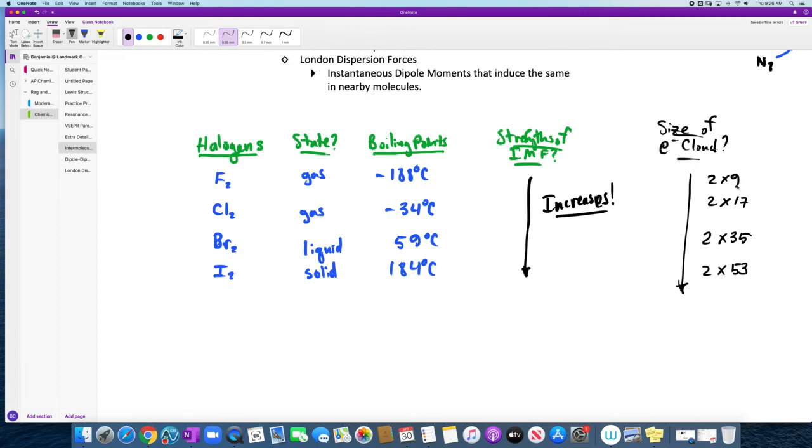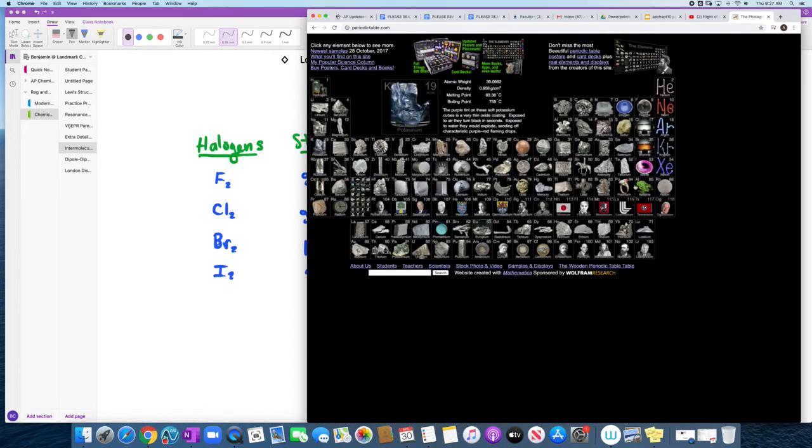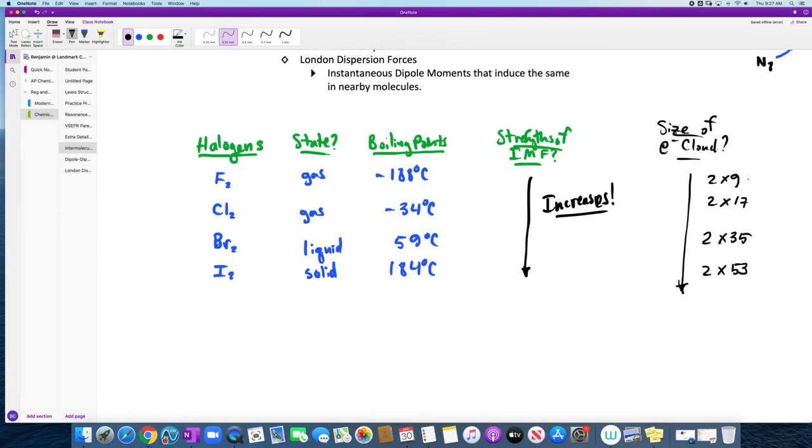Let me double check those numbers. Element 9, 17, 35, 53. I don't have my atomic numbers memorized as well as my atomic weights. All right, so 9, 17, 35, 53. Okay? So we're getting more and more electrons. This is 18 electrons. This is 34 electrons. This is 70 electrons. And this is 106 electrons.